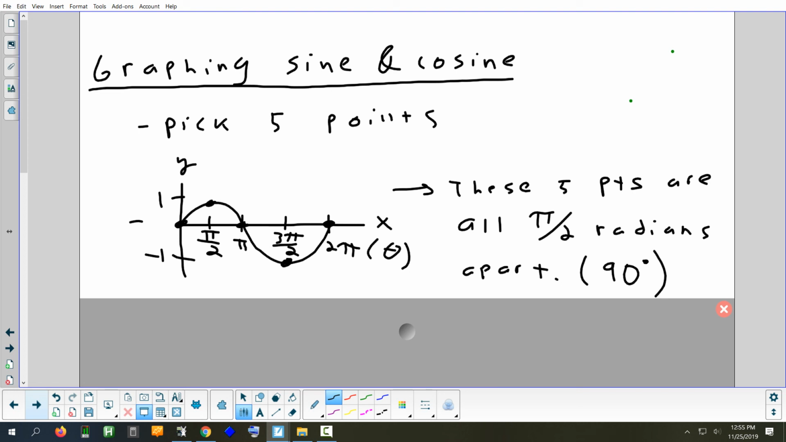And since these are the quarter points, they're all 90 degrees apart. If you wanted to think in degrees, this point is 0, 90, 180, 270, 360. So the x values that I'm having you pick are not just random x's. They're x's that are nicely spaced every 90 degrees. Okay? Or in radians, 0, pi over 2, pi, 3 pi over 2, 2 pi. They're all nicely spaced.